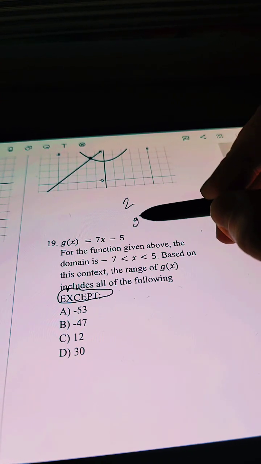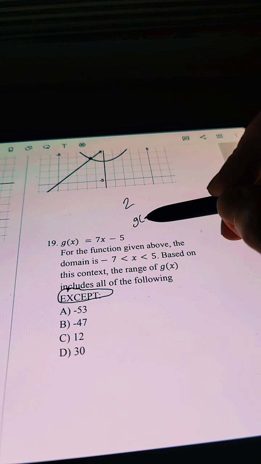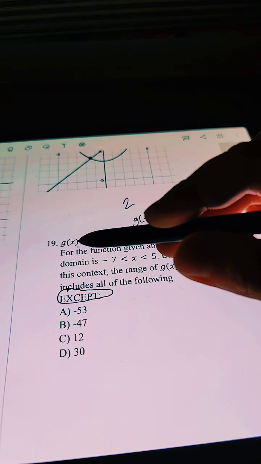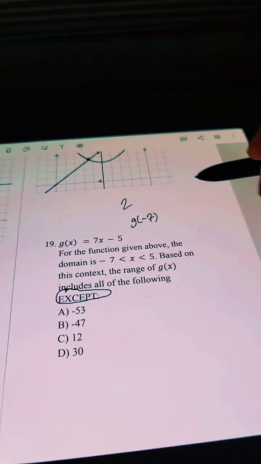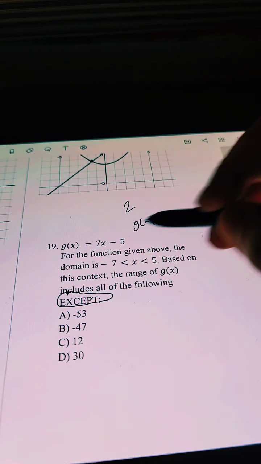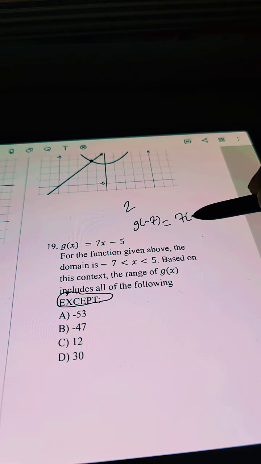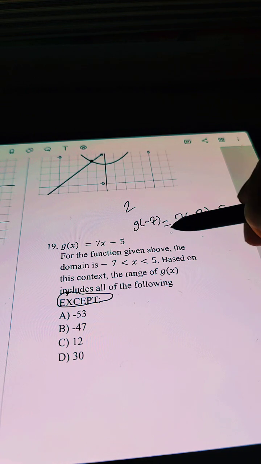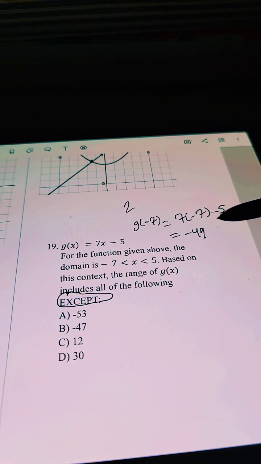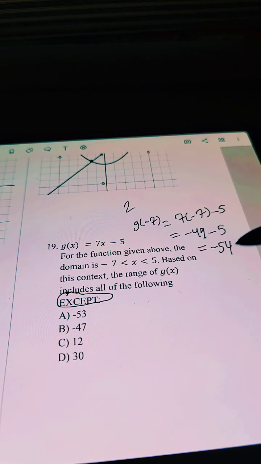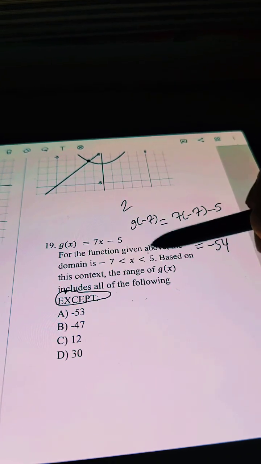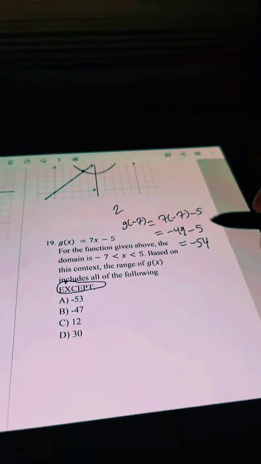So let's figure out what is g of -7, meaning what happens when we put -7 into g of x. So everywhere I see an x, I'm going to put a -7. So I'm going to get -49 minus 5, which equals -54. Now let's figure out what happens when I put in 5 for my x.